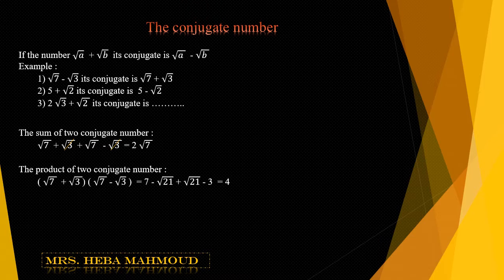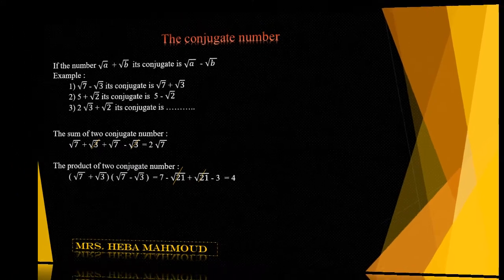will be 3. And since we can find the product between the first and the second, which is root 7 times root 3, root 21, and the second type, root 7 minus root 3, negative root 21. So the result will be 4. 7 minus 3.